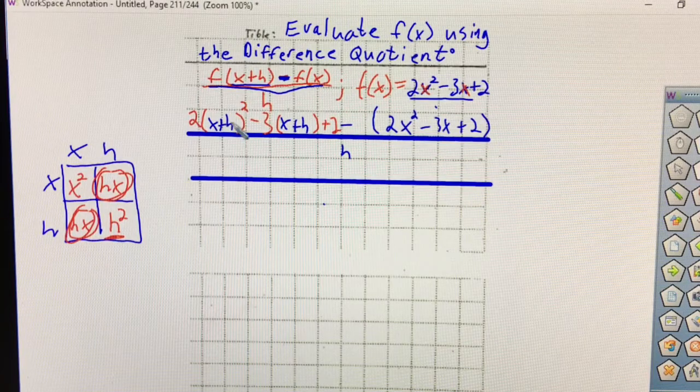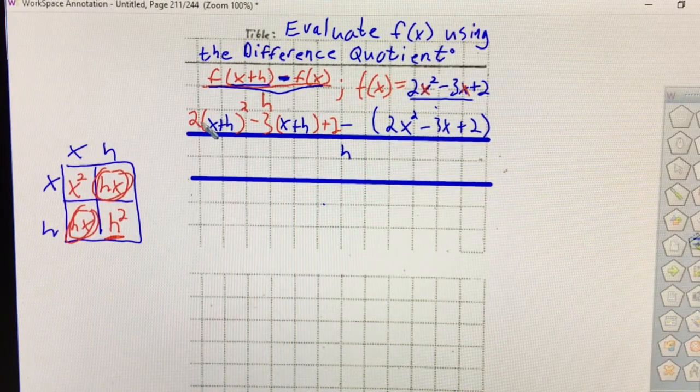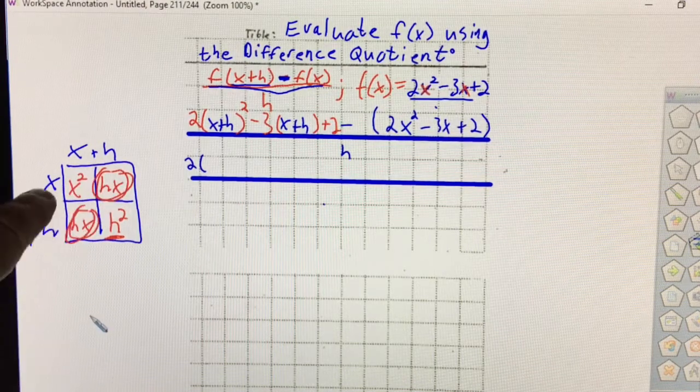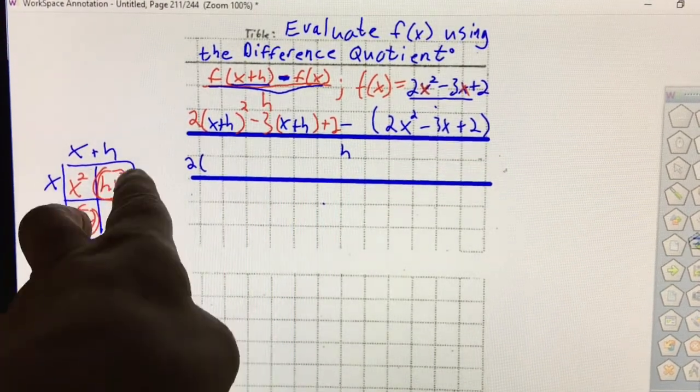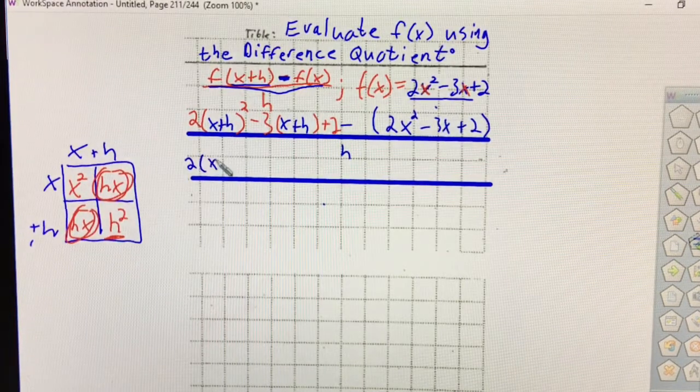Now notice I have to FOIL this out first before I can distribute that 2. So I'm going to write that 2 down, and then I'm going to FOIL out x plus h squared. So that's going to be x plus h times x plus h. And notice I get a middle term of 2hx. That's going to be x squared, x times x. h times x is hx, and then h times x is hx, and then h times h is h squared. And then I'm going to combine these two to get 2hx. So that's going to give me x squared plus 2hx plus h squared.